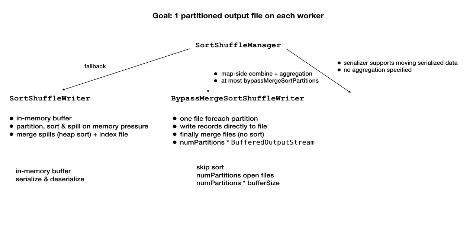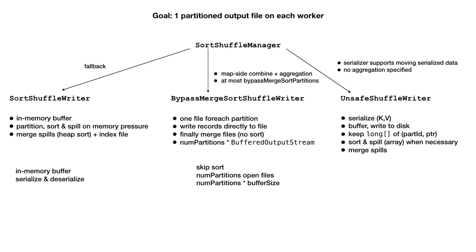And then there's the newest implementation, which is pretty advanced. It uses a serialized sort, but only if the serializer we are using supports sorting data that has been serialized and written to disk before, and if we don't have an aggregation, because if we have an aggregation, we would use the bypass merge sort right there. What the unsafe shuffle writer does is it serializes a key value pair and puts it directly to disk.